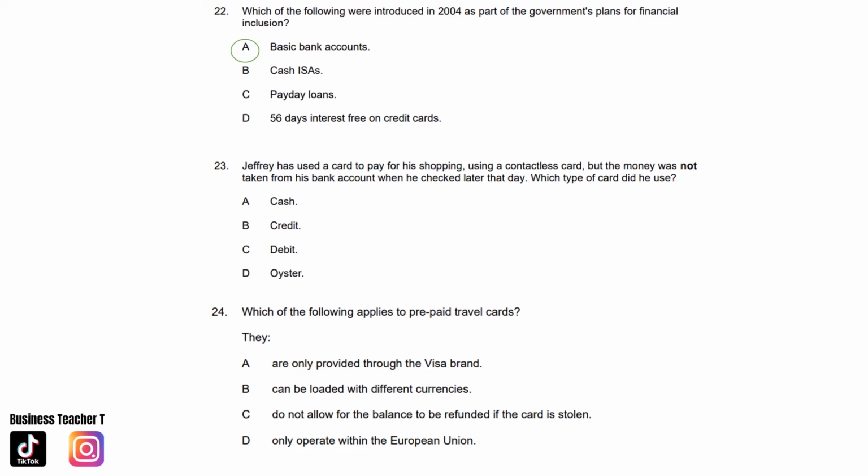And the answer is B. credit. Question 24. Which of the following applies to prepaid travel cards? They, A. are only provided through the Visa brand, B. can be loaded with different currencies, C. do not allow for the balance to be refunded if the card is stolen, or D. only operate within the European Union.